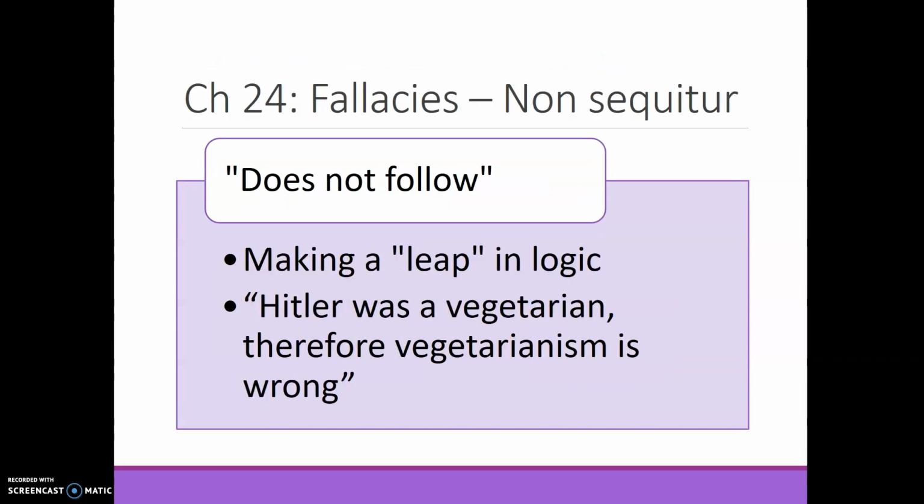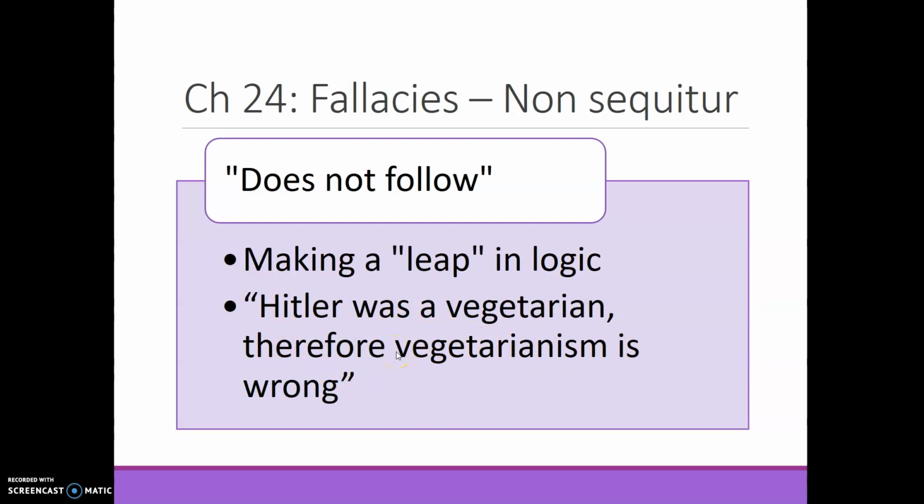Okay, then there's non sequitur, which means does not follow. That's making a leap in logic. So Hitler was a vegetarian, therefore vegetarianism is wrong. So, a huge leap from Hitler's personal eating preferences to make a claim overall about vegetarianism.